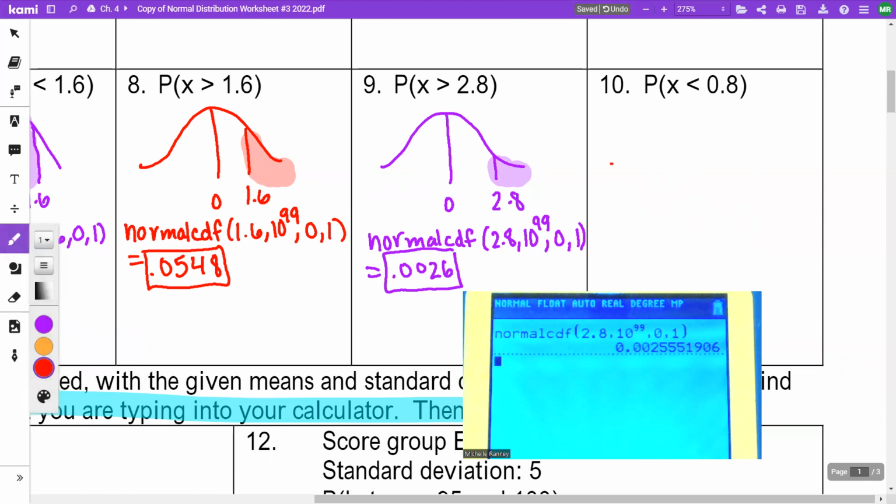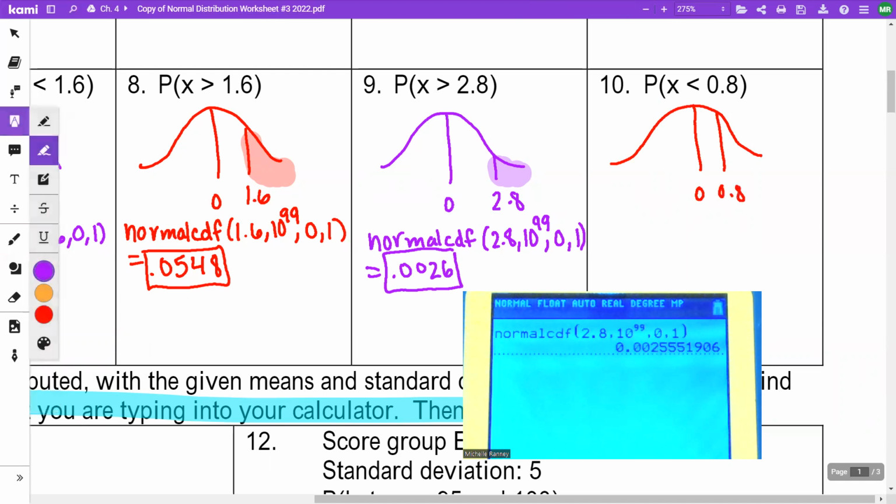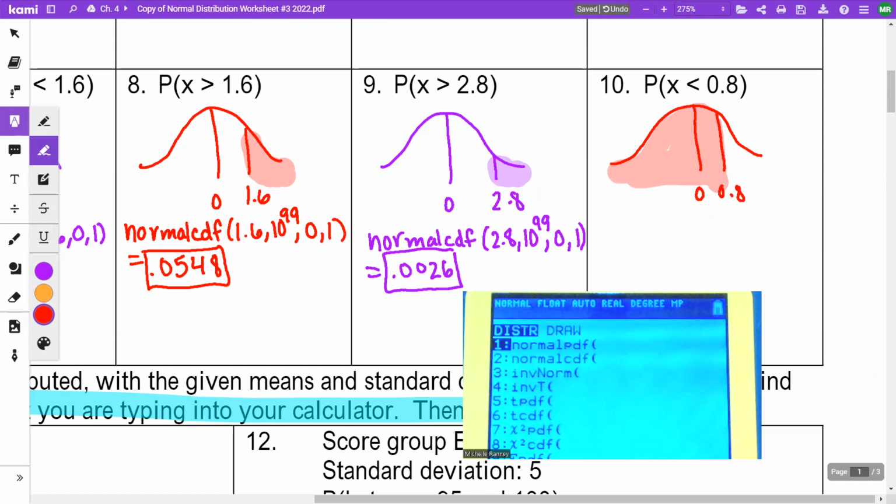And the last one in this category, mean is 0. I want 0.8 and below. Should be more than 50%, so more than 0.5, but probably not too much more. So let's see, second and distributed for number 2. 0.8, negative 10. Hold on a second. Actually, let me write it out here. Maybe that will help me.